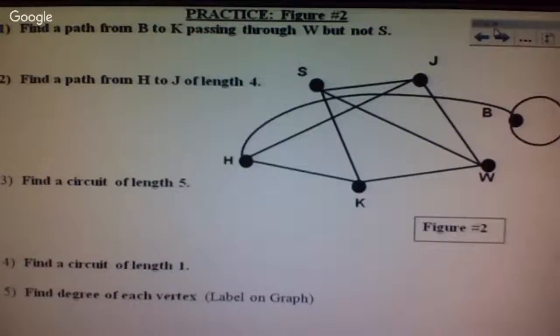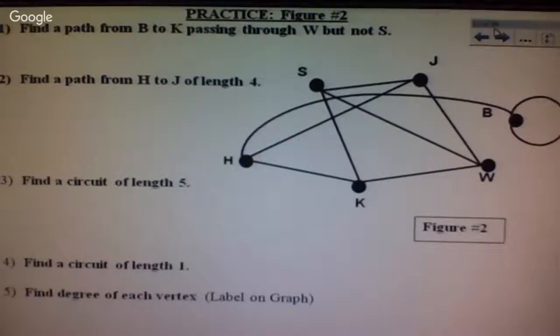Put your phone away and maybe you could focus a little bit. So you can't pass this with this. You can't pass through S. You cannot pass through the dot S. You gotta be smart. Look. Bang. Bang. Bang.